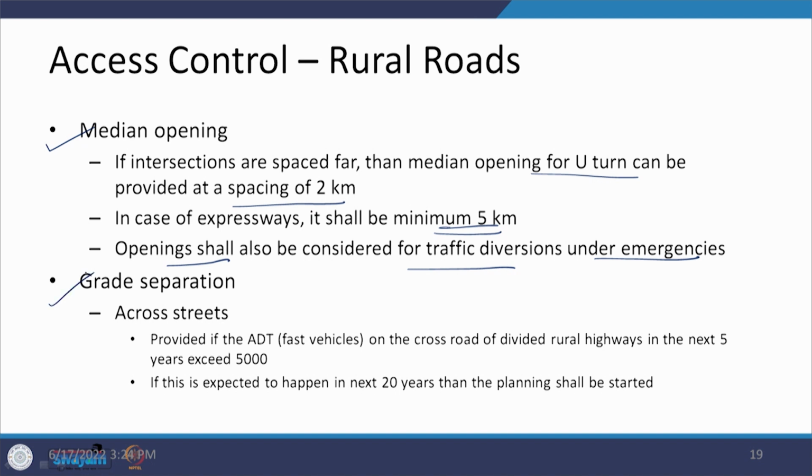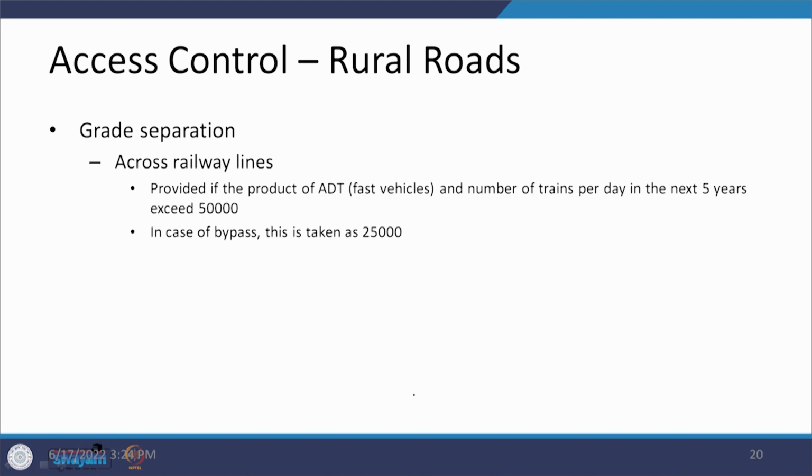When we look at the grade separation across streets, it is in terms of the ADT of fast vehicles. What it says is that on the crossroad of divided rural highways, if in the next 5 years it exceeds 5,000, then we should go for it. If it is expected to exceed that in the next 20 years, then we should start planning for that. Then in the case of railway lines, it is a combination of ADT of fast vehicles and the number of trains per day, and if the product of that in the next 5 years exceeds 50,000, then we are going to have a grade separation.